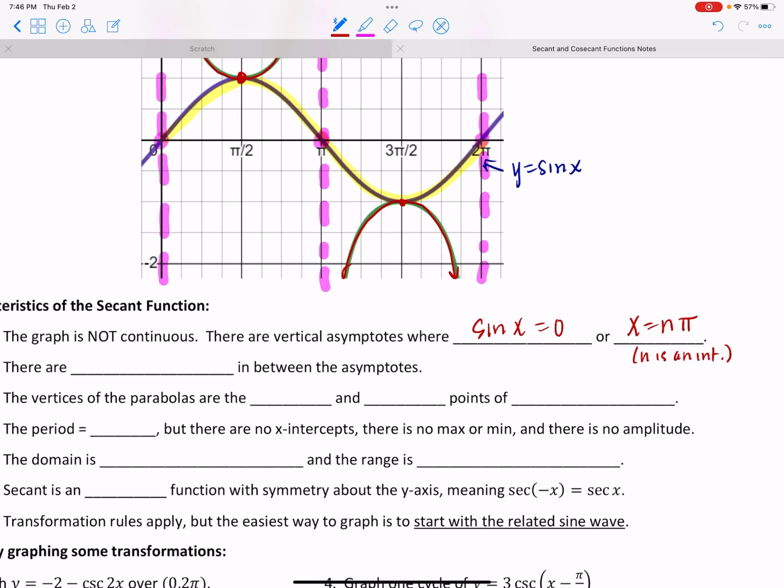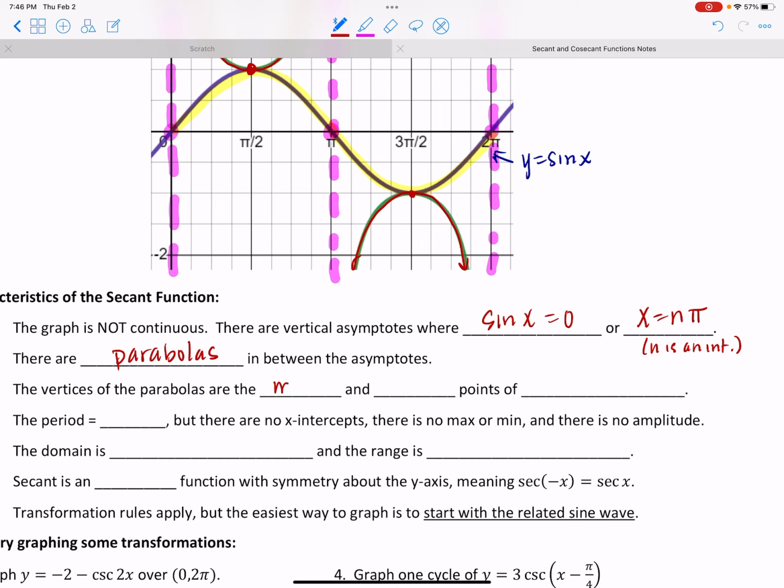And so not continuous because we have those vertical asymptotes. In between the asymptotes we see the parabolas. And then the vertices of the parabolas are the max and min points of our sine wave. Period, still 2 pi. No x-intercepts, no max, no min, no amplitude.